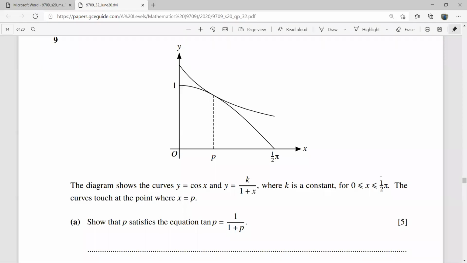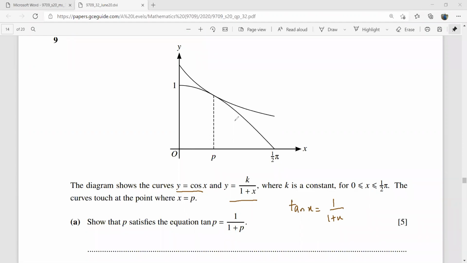Okay, we are into the ninth question of this paper, June 220, paper 3-2. We have been given two curves with their equations. One is y is equal to cos x, other is y is equal to k over 1 plus x. It says, show that P satisfies the equation tan P equal to 1 over 1 plus P. Let me write this equation for a moment as tan x equal to 1 over 1 plus x. And later on, we'll be changing this x with the p, okay?